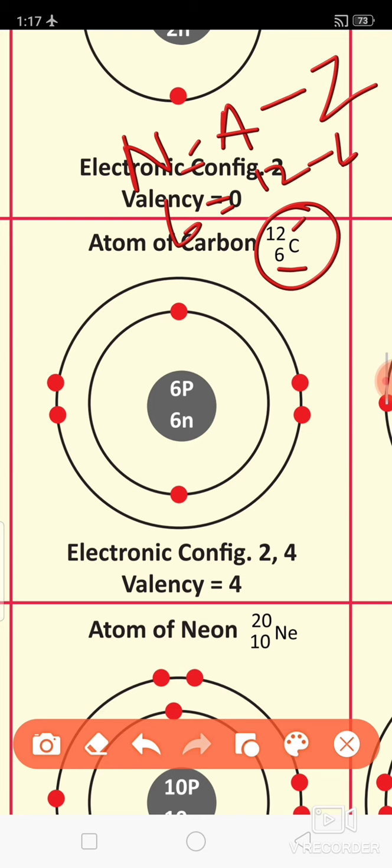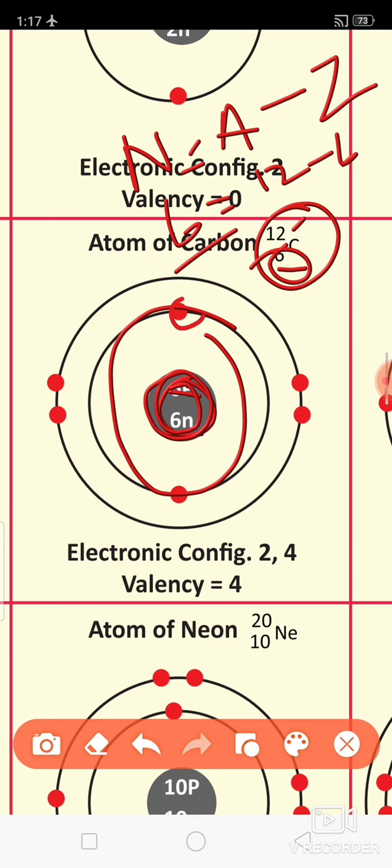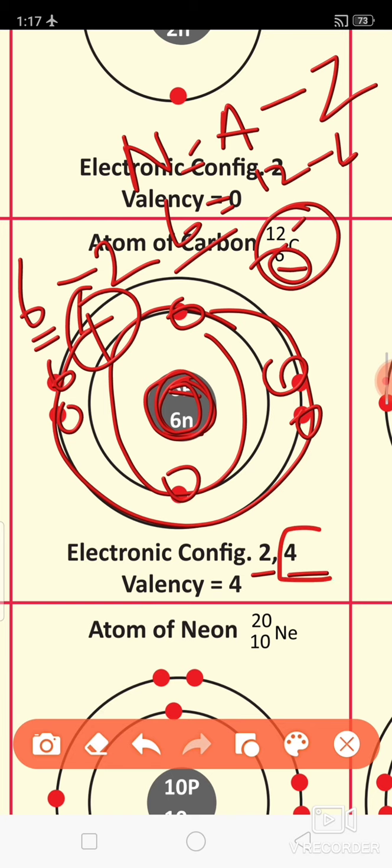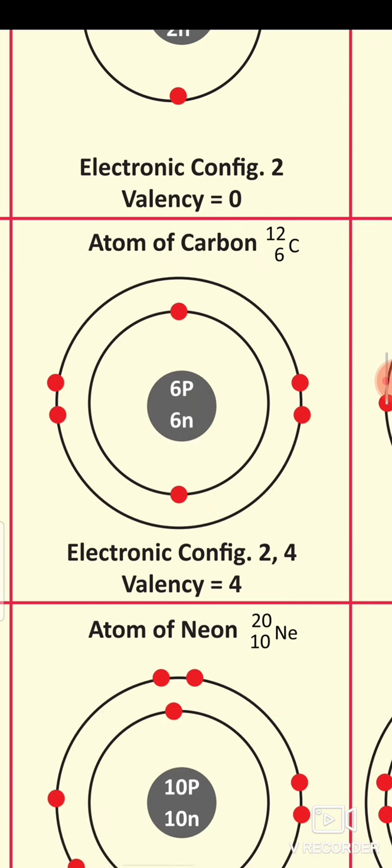Okay. Now I need to draw the electronic configuration of this carbon atom. So at the center, 6p 6n. I have found the neutron number is 6, no? So this is the nucleus, 6p 6n. So the remaining 6 electrons are there. How should I place them? In the K shell 2 electrons. So 6 minus 2, remaining 4. This remaining 4 is placed in this L shell. 1, 2, 3, 4. Like this I should draw the atomic structure. So the electronic configuration is: the first shell 2, the second shell 4. So 4 is the valency of carbon.